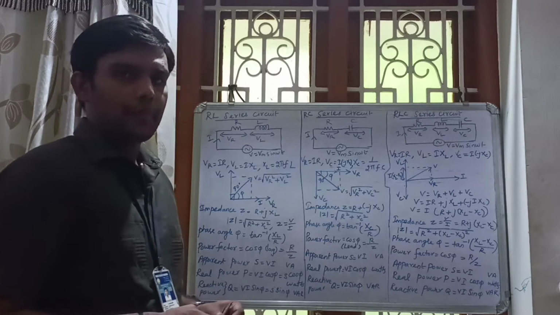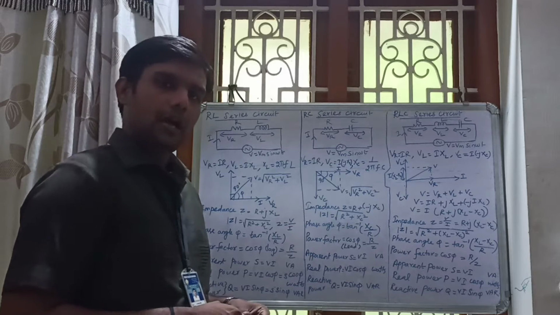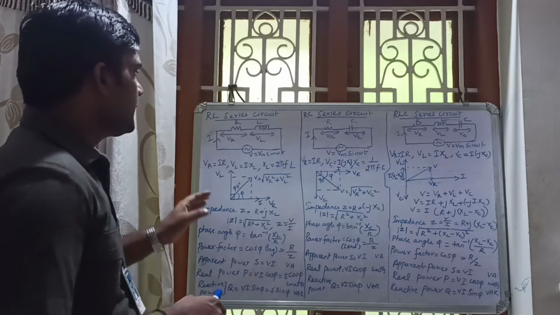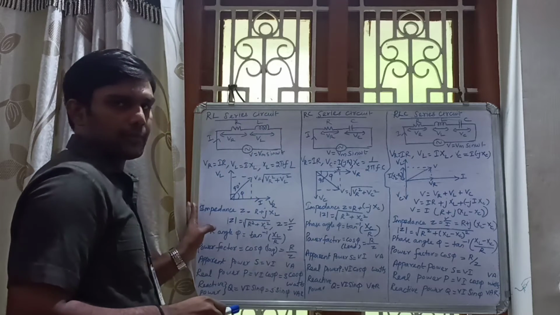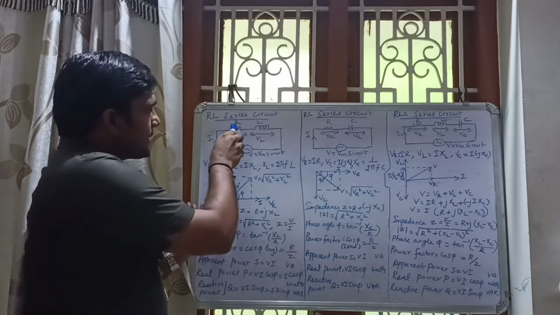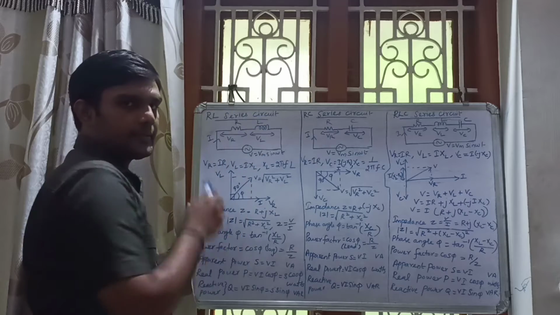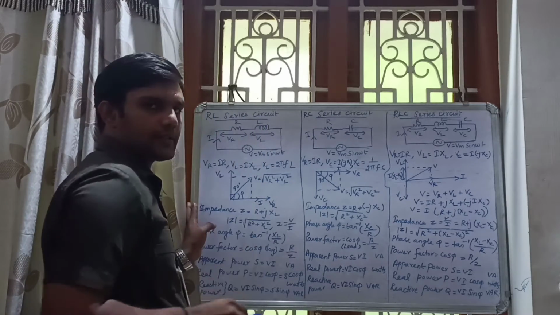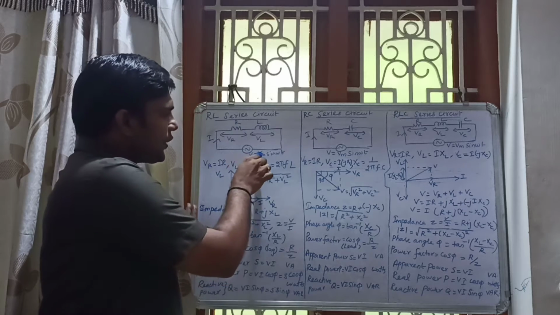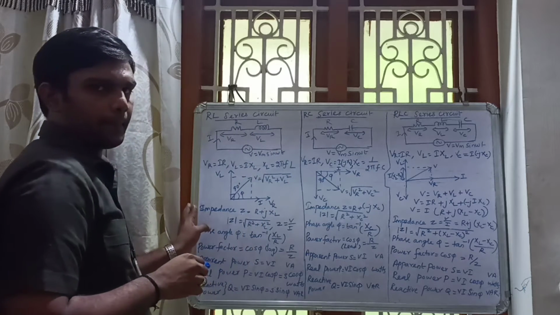Dear students, now I am going to explain RL circuit, RC circuit and RLC circuit. See, first I am going to explain RL series circuit. Here, the resistor and inductor both are connected in series. Across that series combination, voltage source V is connected. Here V is equal to Vm sin omega t.